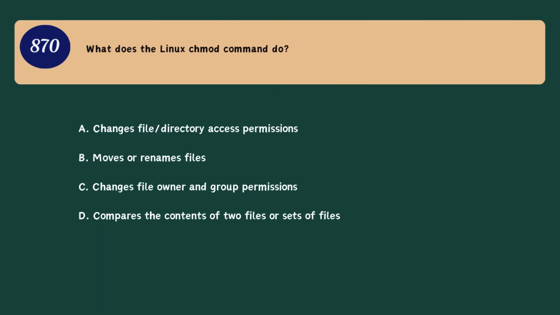Question 870. What does the Linux chmod command do? A. Changes file/directory access permissions. B. Moves or renames files. C. Changes file owner and group permissions. D. Compares the contents of two files or sets of files.